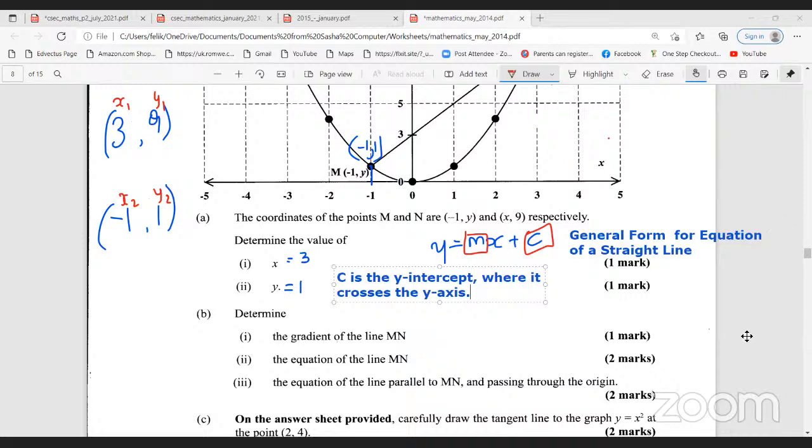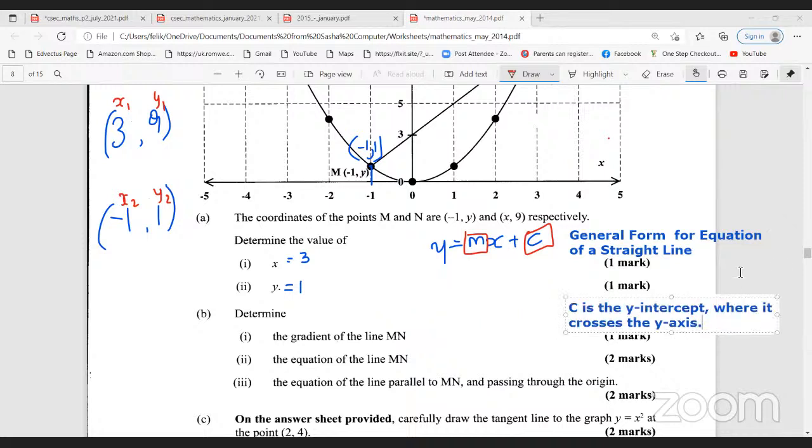Put it here. Good. All right. So now let's put that in. You always just put in your M and your C. So we know that M is, we got it here, M is 2.